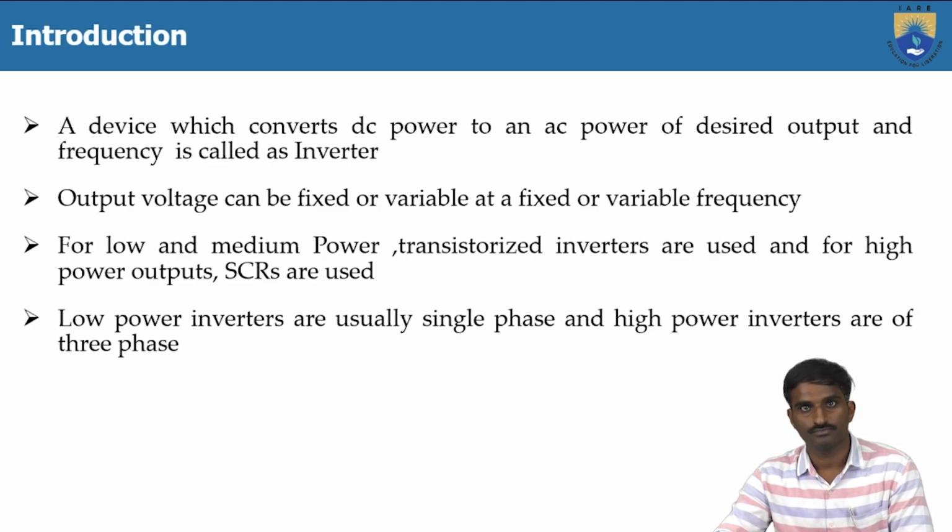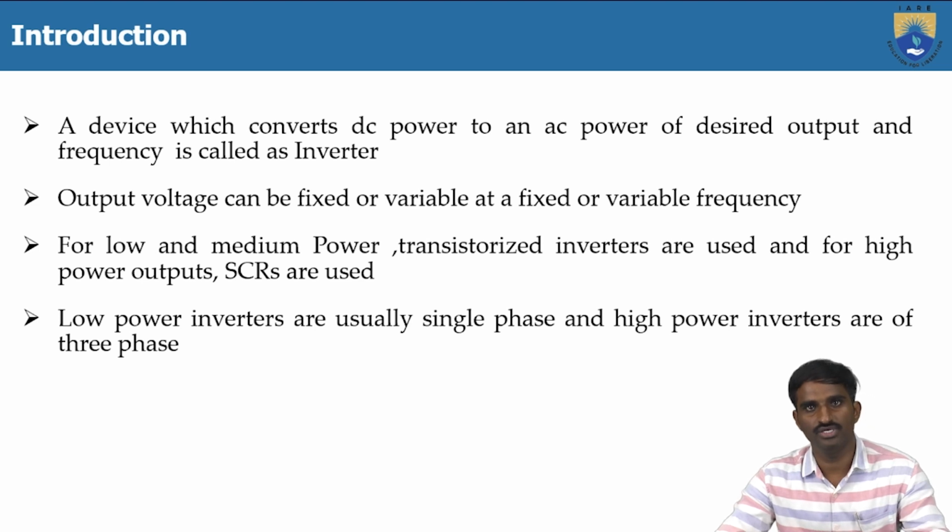So first we will start with what an inverter is, which means what the basic function of the inverter is. It is a device which converts DC power into AC power of desired output and frequency, which in simple words means the inverter can convert fixed DC power to the desired AC power. Desired means variable, the required AC power. So according to our requirement, we can get the required AC power.